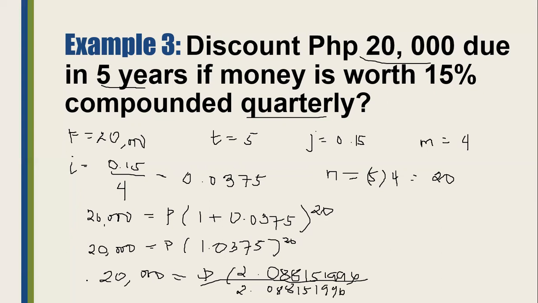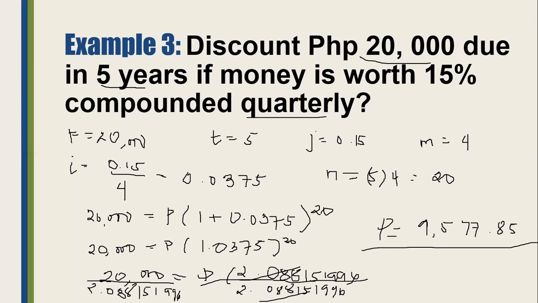And then divide both sides by 2.088151996. We have to divide this by itself so that only P remains. It cancels out, so P is what remains. Then 20,000 divided by 2.088151996. So we have 9,577 pesos and 85 cents. So this is its present value.